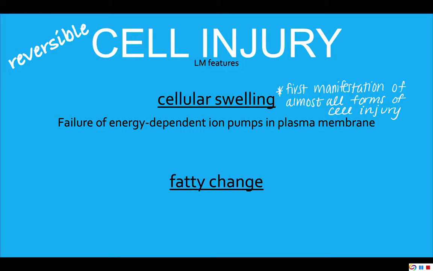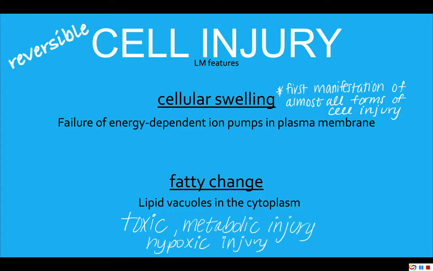So fatty change or hydropic change, this is going to be when you have lipids inside the cytoplasm, so almost like an inclusion of lipid inside the actual cell itself. And this is typically going to happen when you have some sort of toxic or metabolic injury, or if you have some sort of hypoxic injury. As we move through the organ systems, we'll see that some organs are more likely to have this, like the liver, for example. When the liver has an injury, it is going to respond by having a lot of fatty change. That's how you can get steatosis or fatty liver.